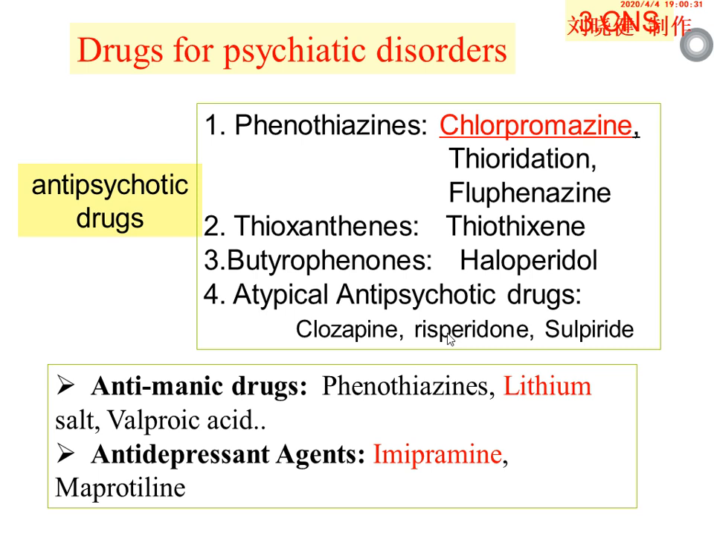Drugs for psychiatric disorders. In this chapter, you studied antipsychotic drugs, anti-manic drugs, and antidepressant drugs. Antipsychotic drugs are more important. Lithium salt is the representative drug of anti-manic drugs. Imipramine is the representative drug of antidepressant agents. Among antipsychotic drugs, you mainly study chlorpromazine. This drug is more important than others. You should know well their pharmacological effects, therapeutic applications, even adverse effects. You must master them very well. Okay? If you forget, try to review in time.